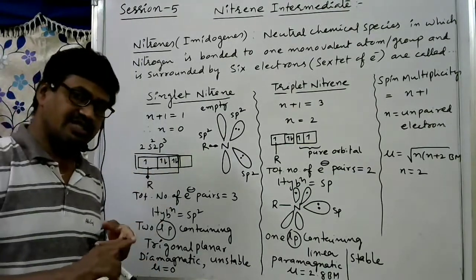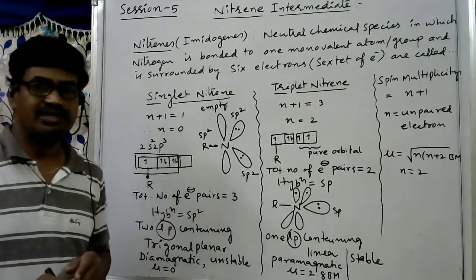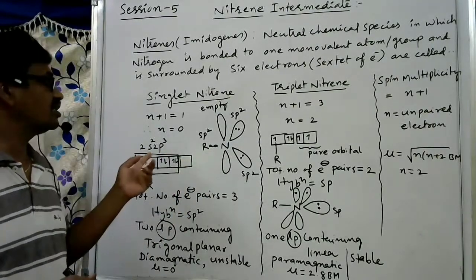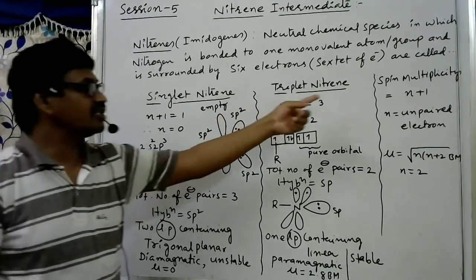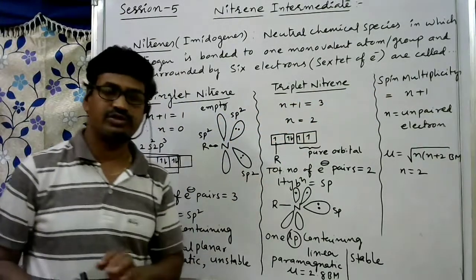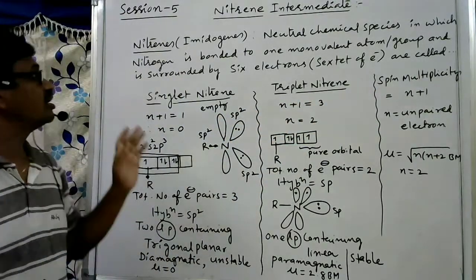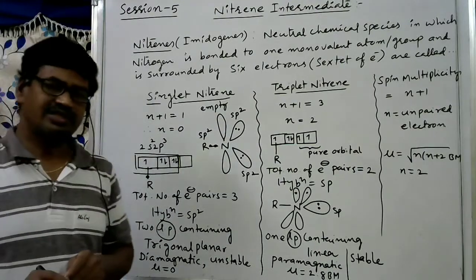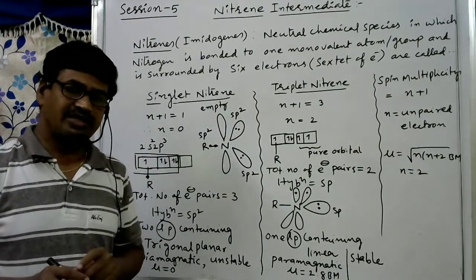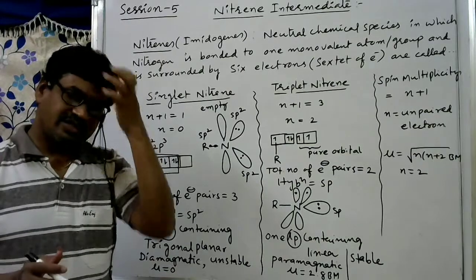Here questions are which is stable, which is unstable, which is paramagnetic, which is diamagnetic, which is having sp2 hybridization, which is having sp hybridization. How we can get the singlet, how we can get triplet. For this we should know the spin multiplicity rule. So this is about the nitrene intermediate, but generally it is covered in second year in the amines chapter.